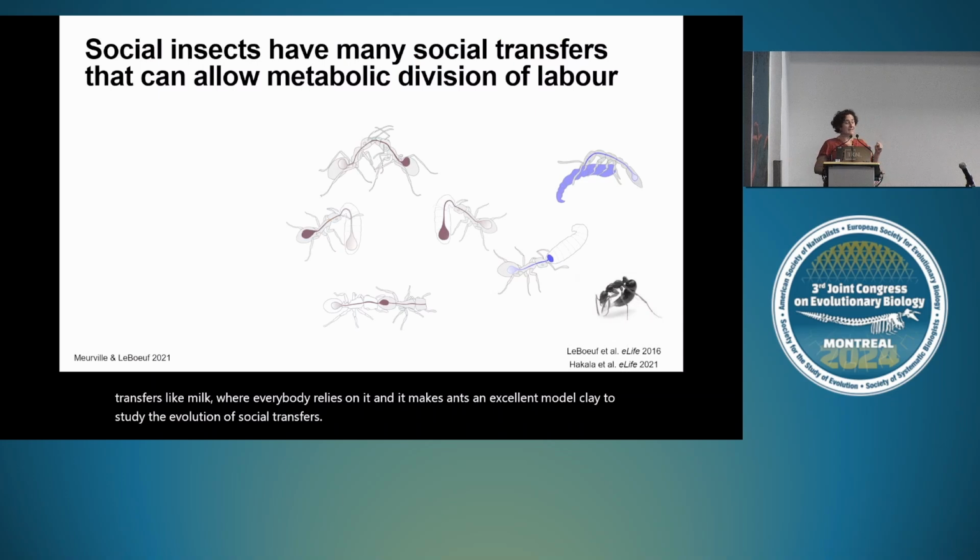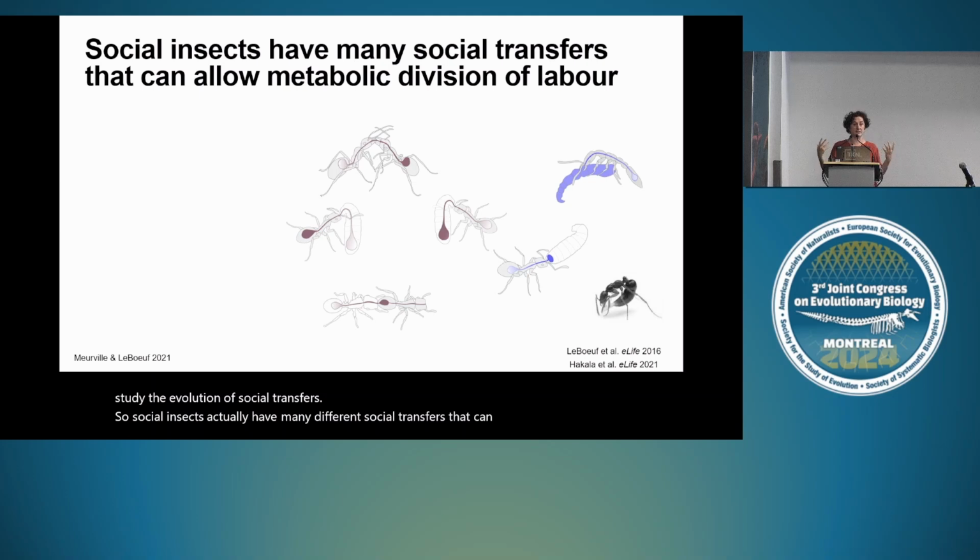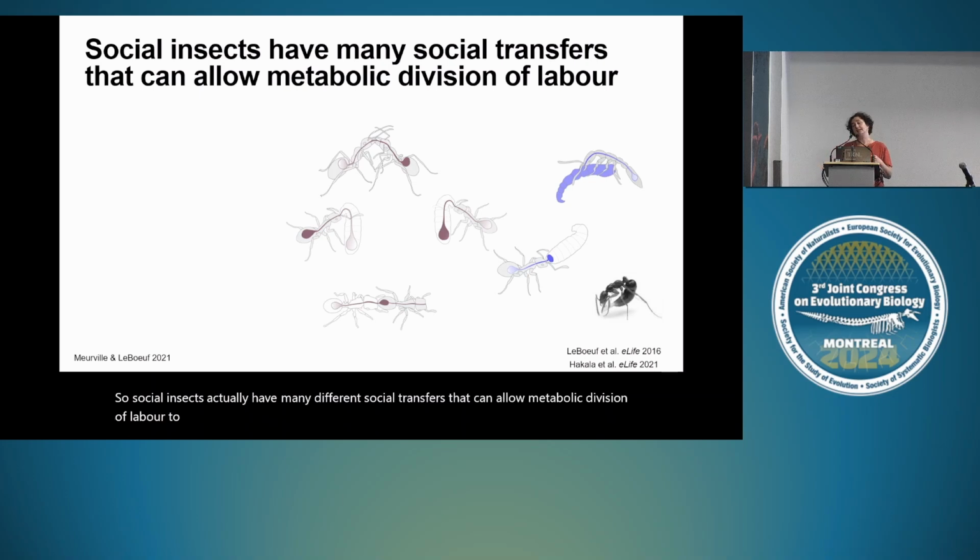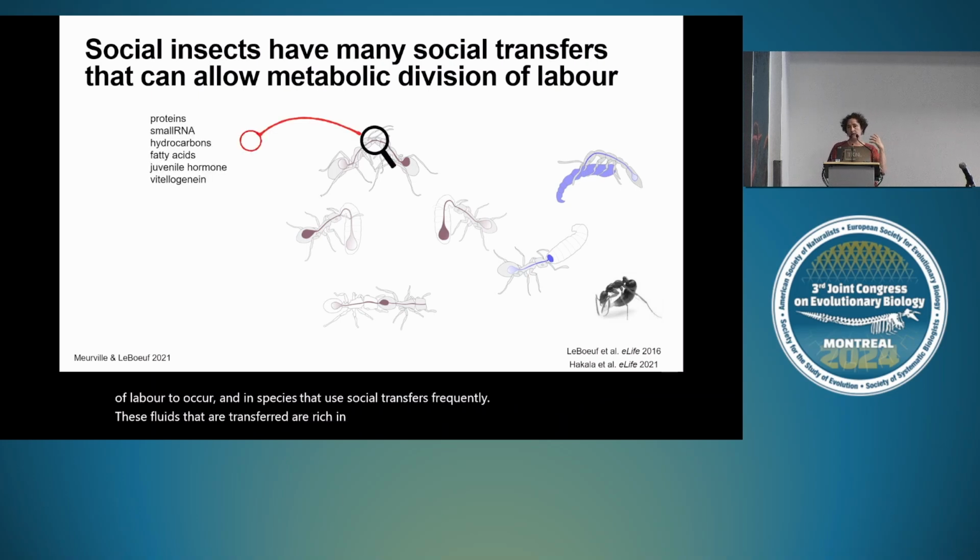So social insects actually have many different social transfers that can allow metabolic division of labor to occur. And in species that use social transfers frequently, these fluids that are transferred are rich in proteins, in small RNAs, small molecules, hormones, and more, making this social fluid that's passed around more like a social circulatory system that unites this superorganism than a simple secretion.